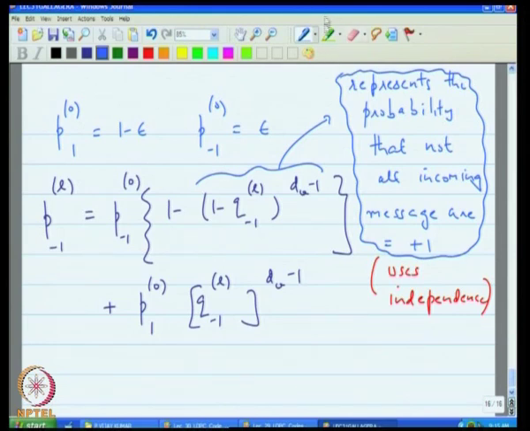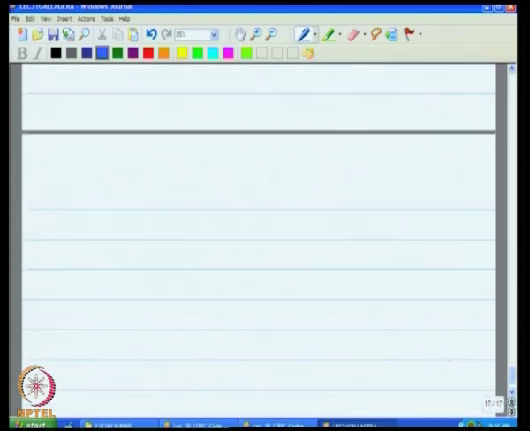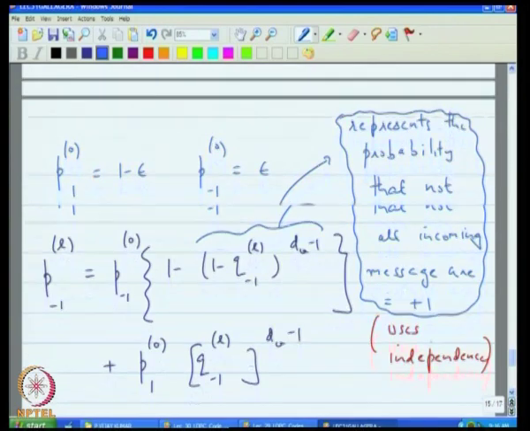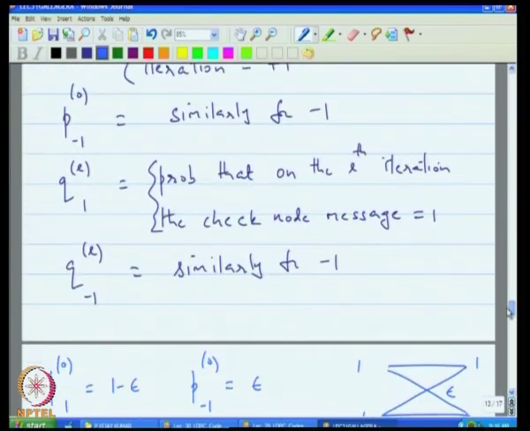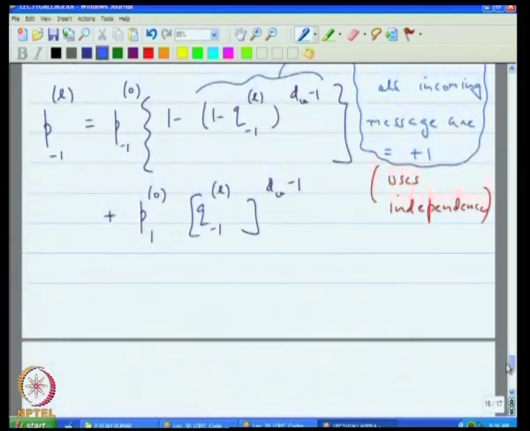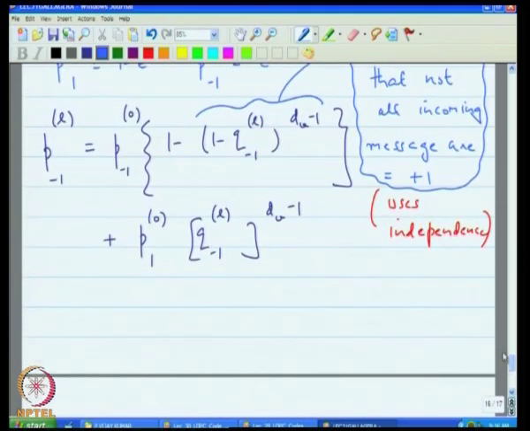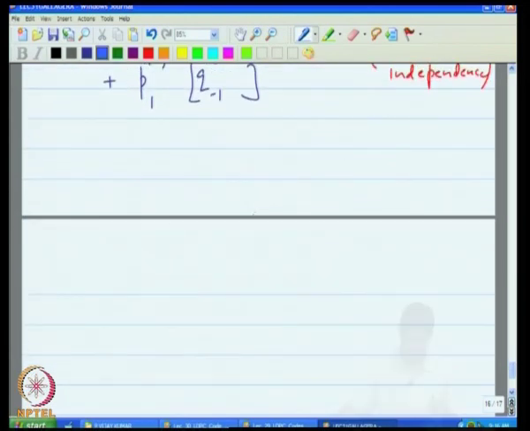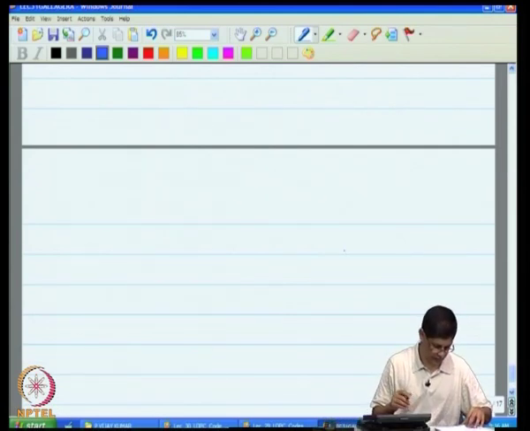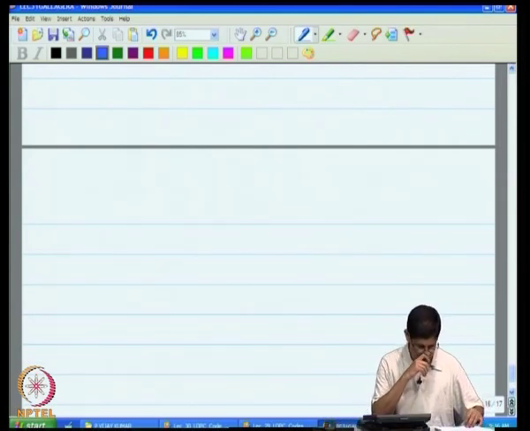Okay. So, now the Q's represent the probabilities of messages going from a check node to a variable node. Okay. So, now we have the P minus 1s in terms of the Q's. So, how about the Q's themselves? The Q's can also be computed in this way.